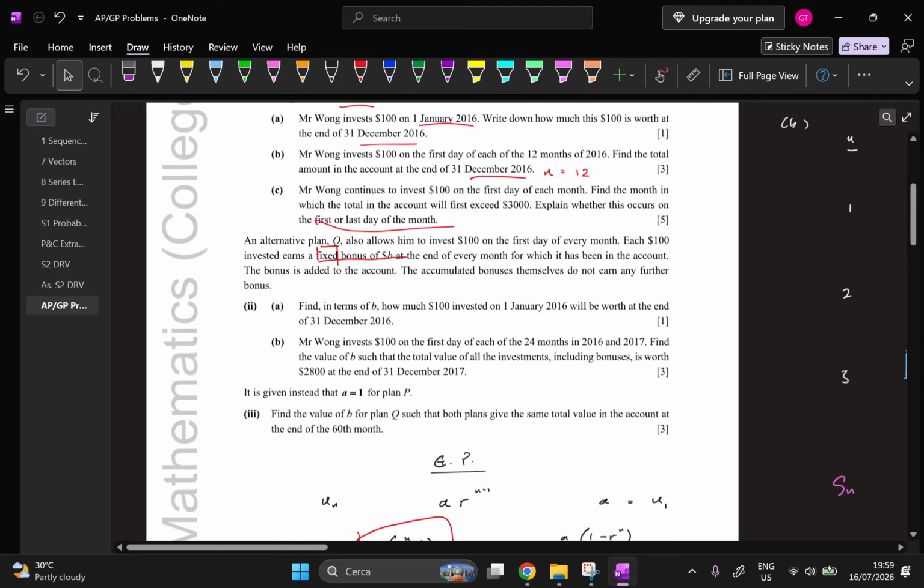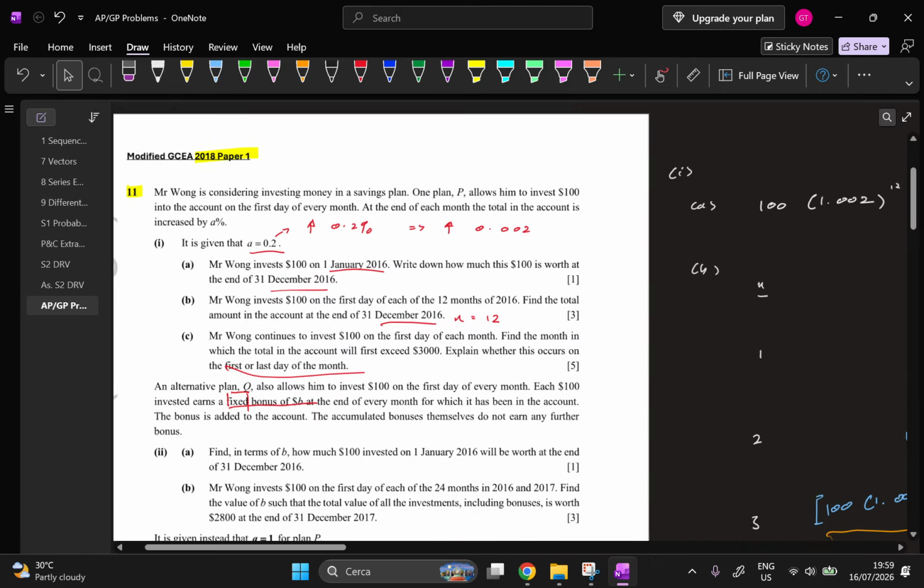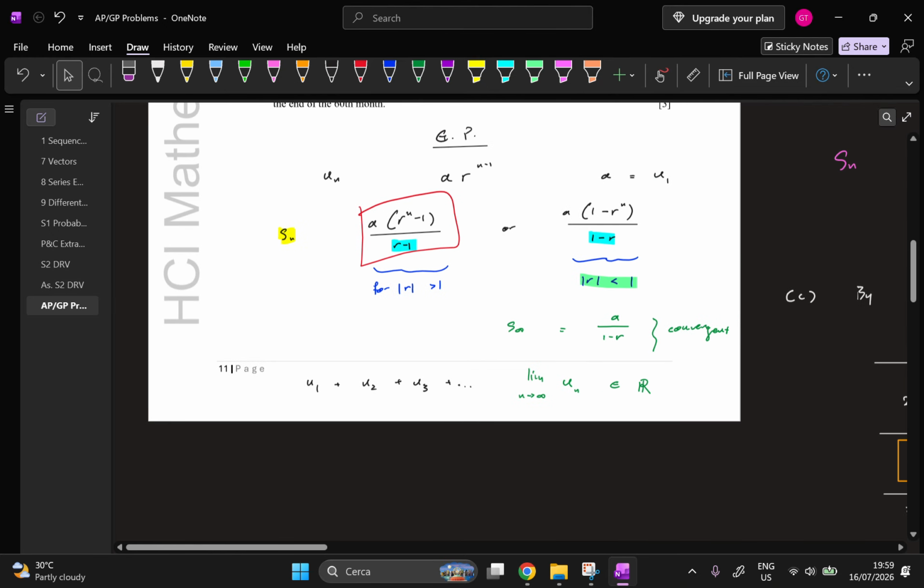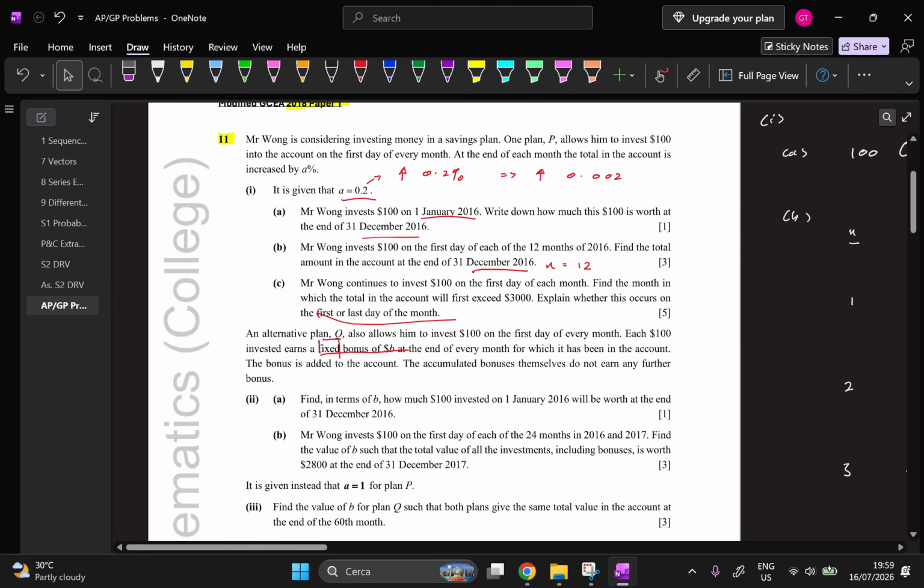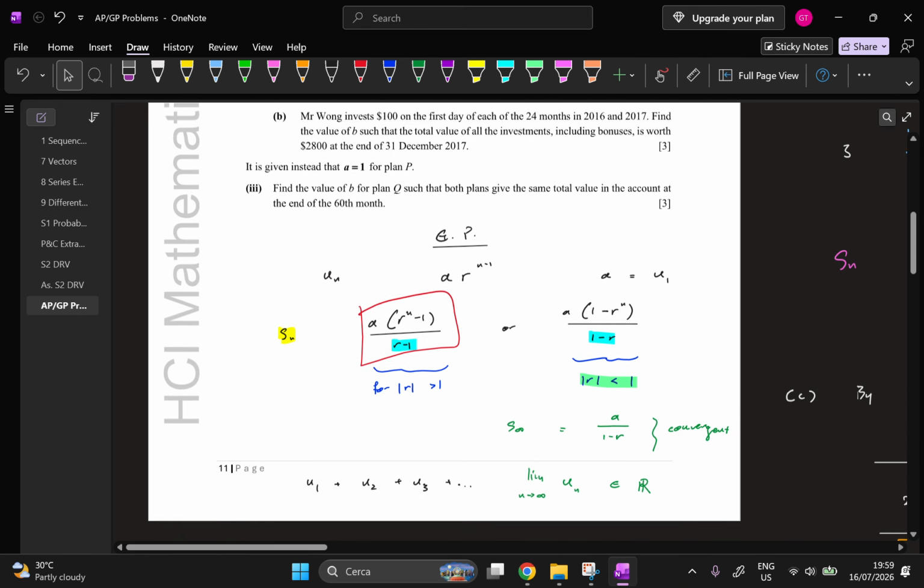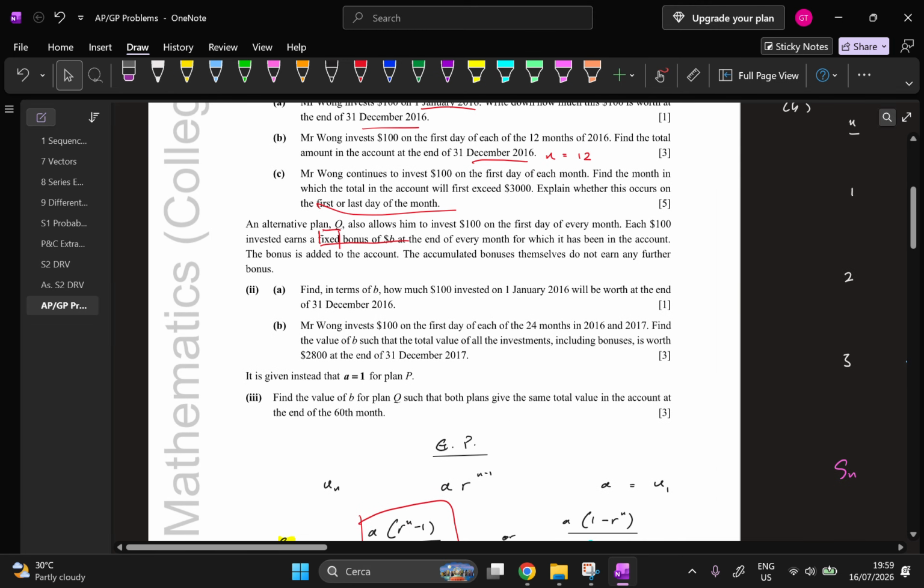So let's see. Find in terms of B how much $100 invested on 1st January 2016 will be. So this is alternative plan Q. Anything that I've written on the right of the paper is about plan P. Anything that I'm writing below the paper is plan Q. For this one, the value at the end of 31st December 2016 is very simple. You can just write it in one step.